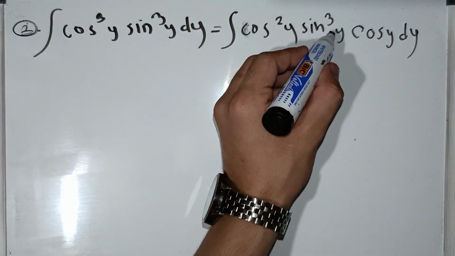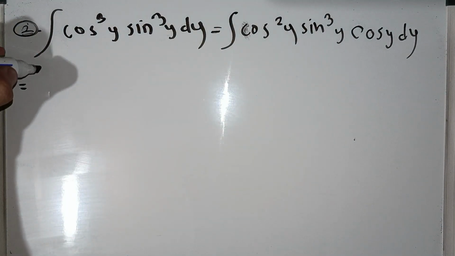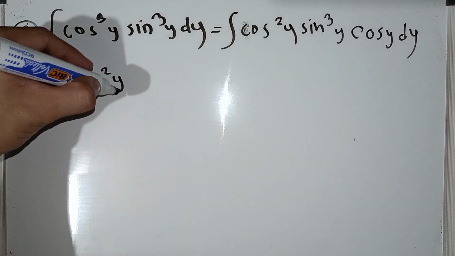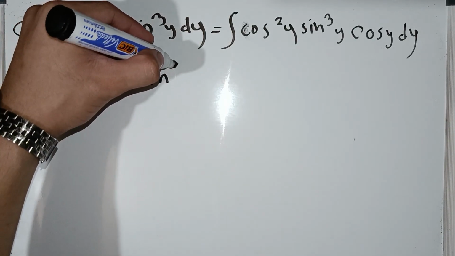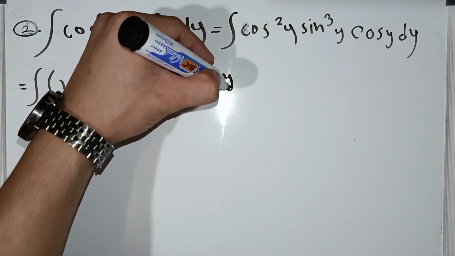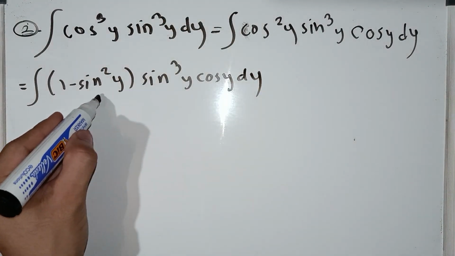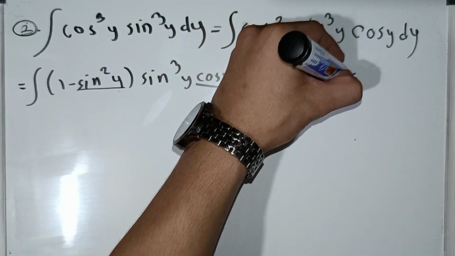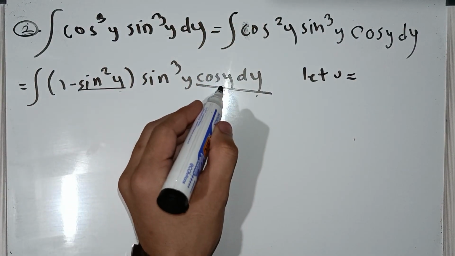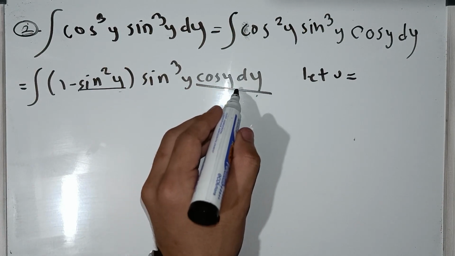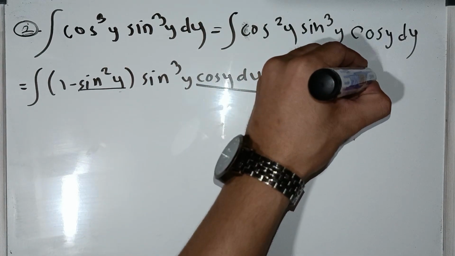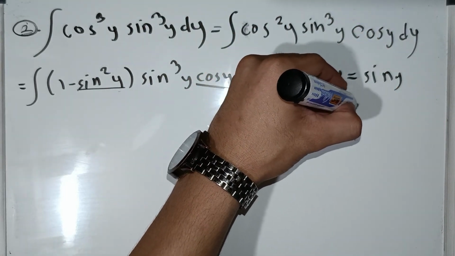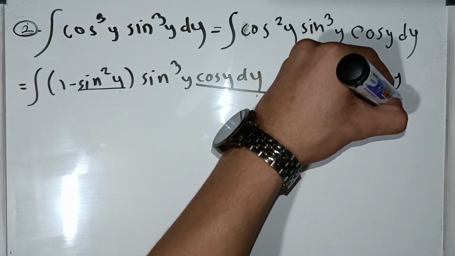Transforming cosine squared y in terms of sine, it will become the integral of 1 minus sine squared y multiplied by sine cube y and cosine y dy. Letting u is equal to sine y to cancel the cosine y dy, so du is equal to cosine y dy.